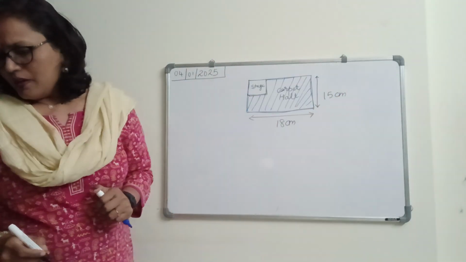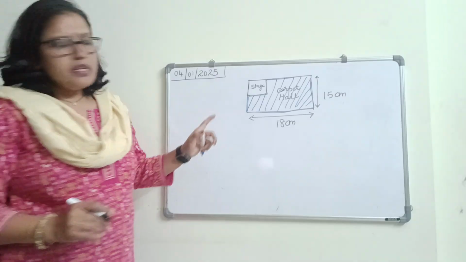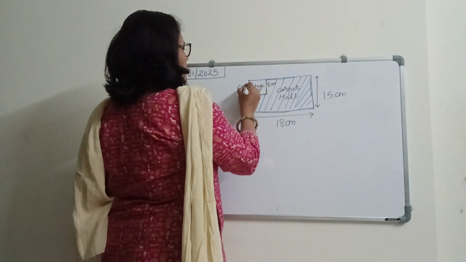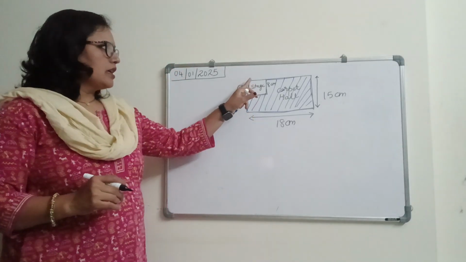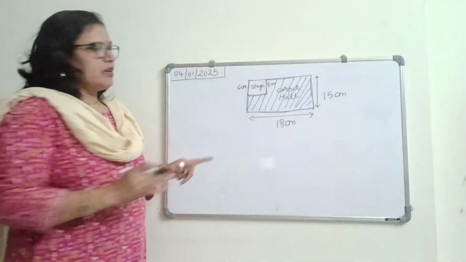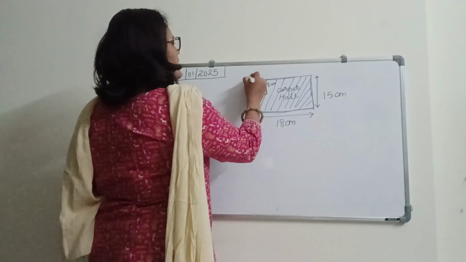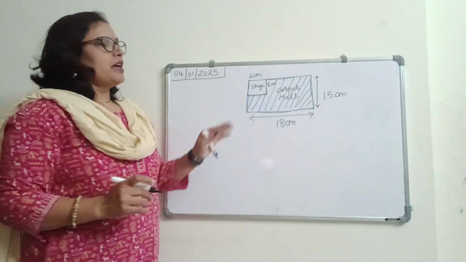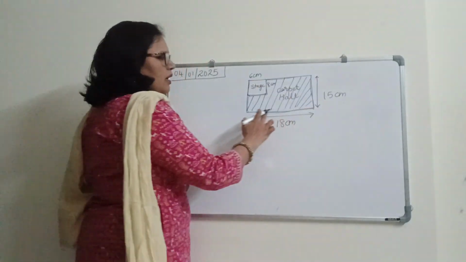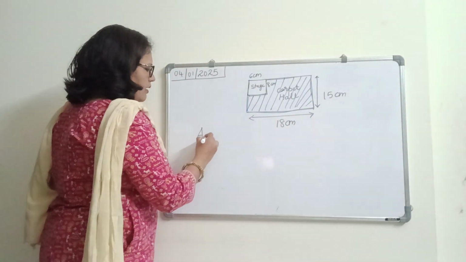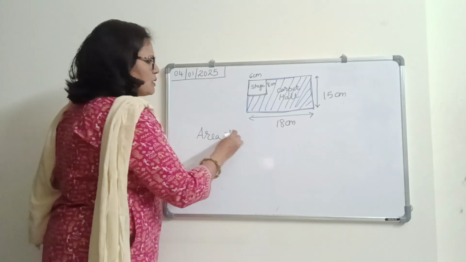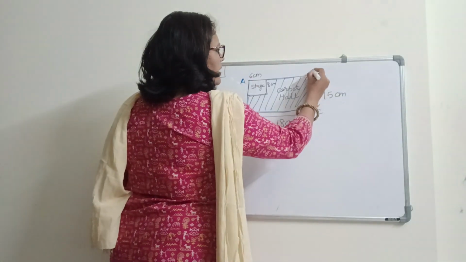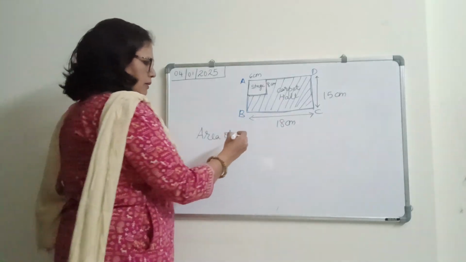Even the stage portion's lengths are given. This is 8 centimeter and this is 6 centimeter. So in the stage portion also they are given, that is 8 centimeter and 6 centimeter. So this is the rectangle. First we have to find the area of the whole rectangle. Suppose we'll give the names here, A, B, C and D. First we'll find the area of ABCD.